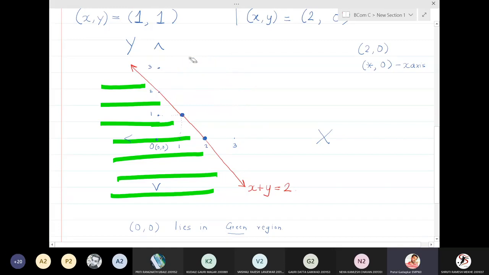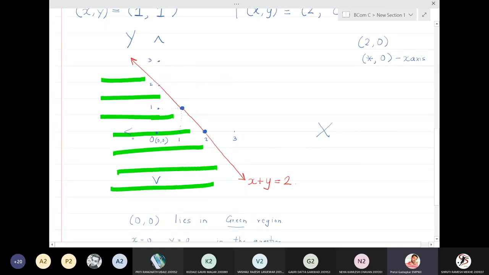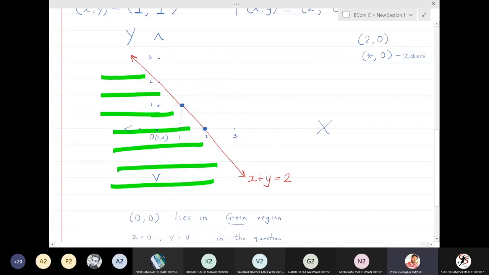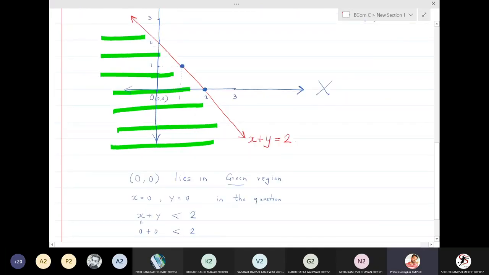This goes away. And therefore my correct answer that we were looking for, the original question, this is the x-axis. Let me draw it again. So this green region is nothing but what? x plus y less than 2.